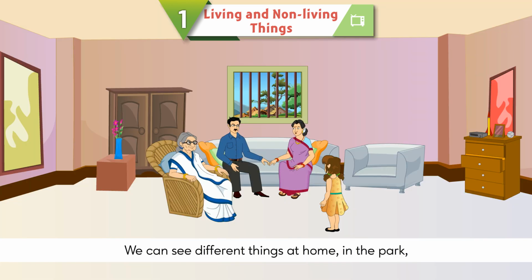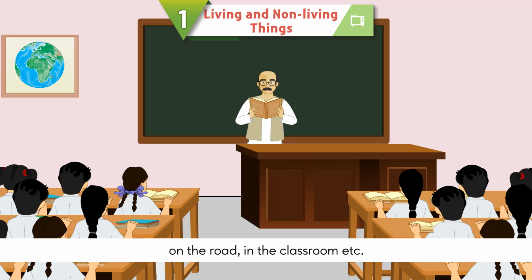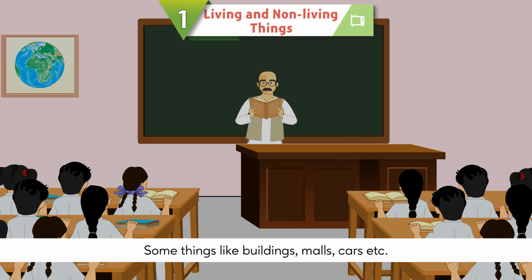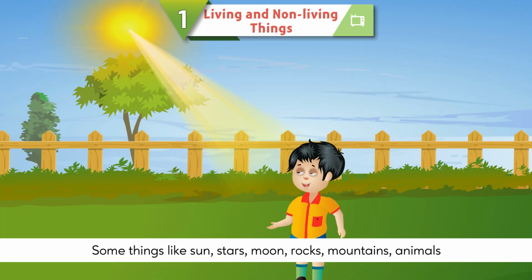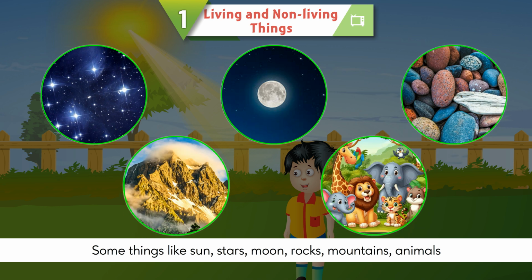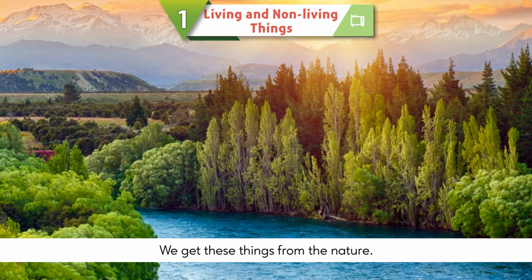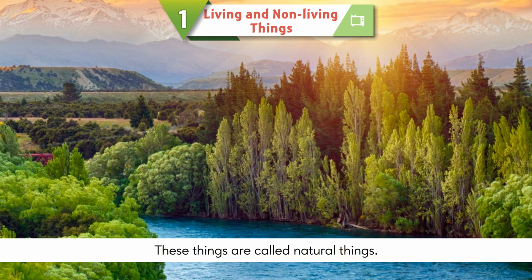We can see different things at home, in the park, on the road, in the classroom, etc. Some things like buildings, malls, cars, etc. are made by human beings. These things are called man-made things. Some things like sun, star, moon, rocks, mountains, animals and plants are not made by human beings. We get these things from nature. These things are called natural things.